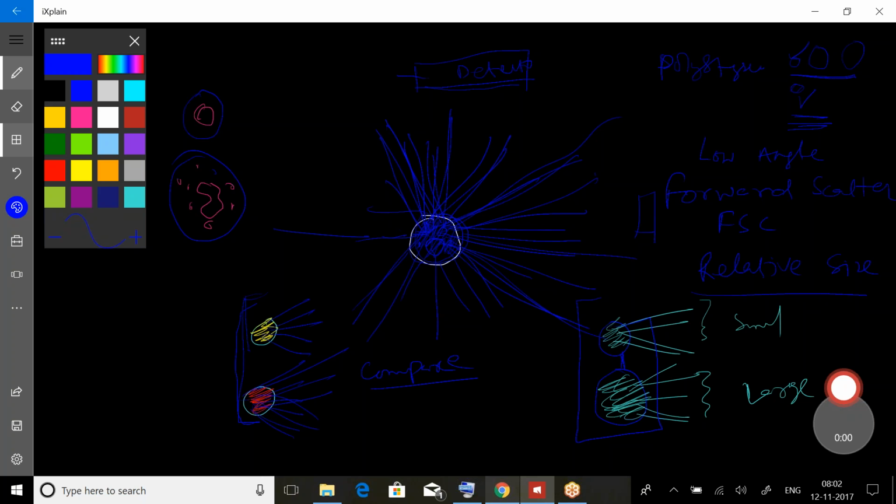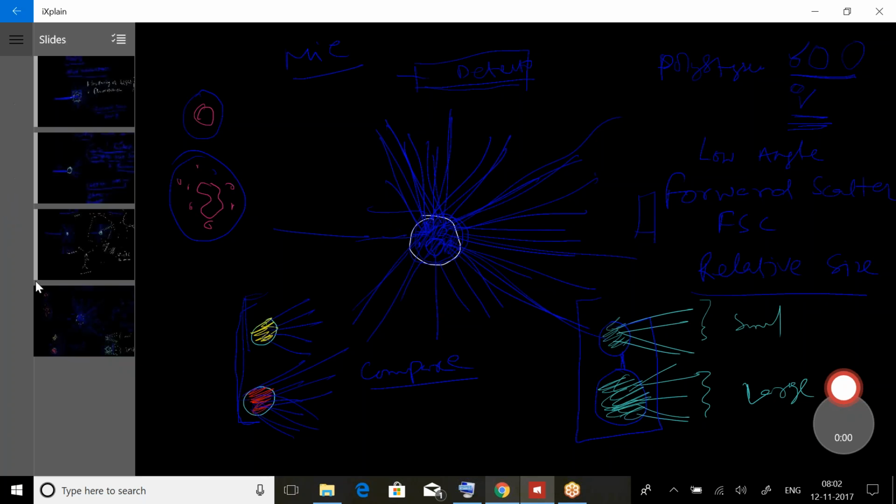Then comes the Rayleigh scatter. So now we are talking about the Mie scatter. Here it is about the Mie scatter. When the side scatter comes, I will talk a little bit about the Rayleigh scatter, because when we are using small particles, the Rayleigh scatter comes into the picture.